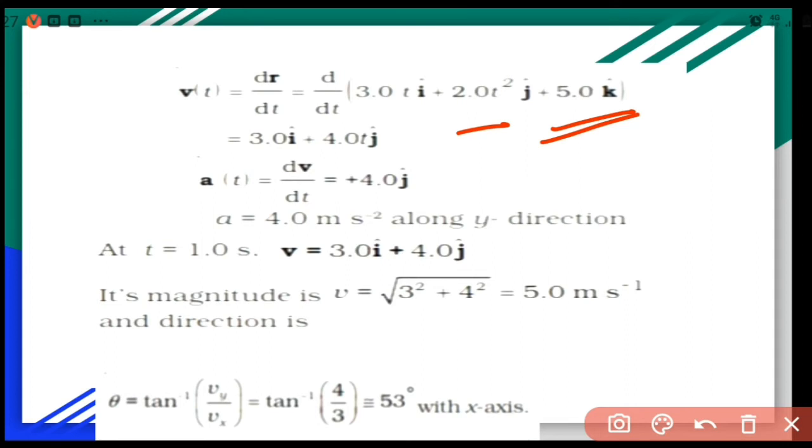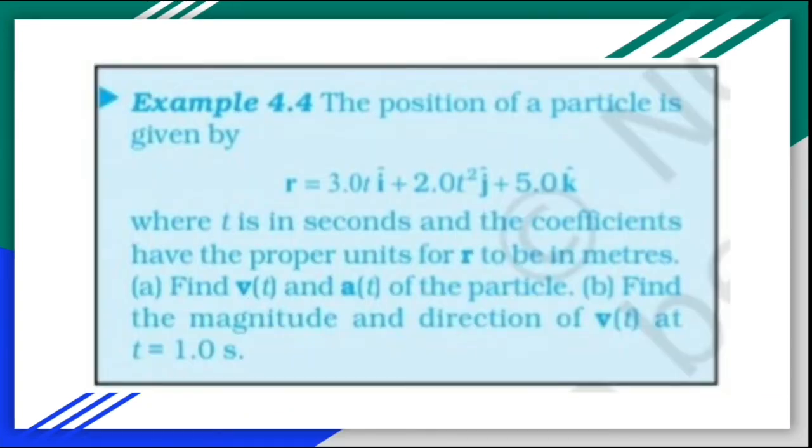That is a is equal to dv by dt, that is 4j. So a is equal to 4 meter per second square, that is along y direction, because j cap only, so it is along y direction. Constant acceleration it is.